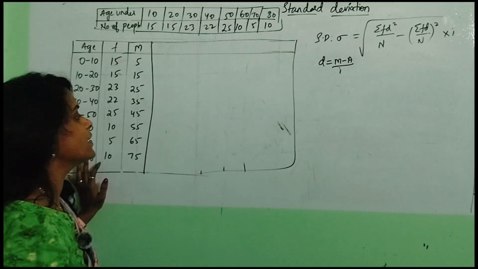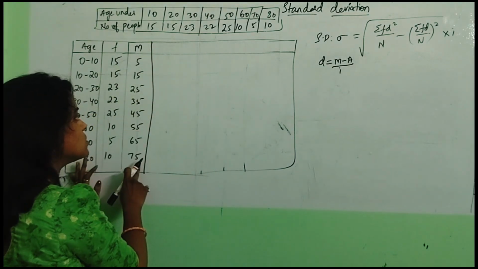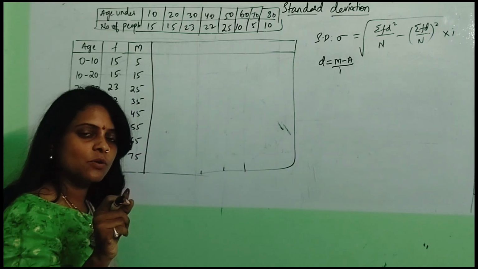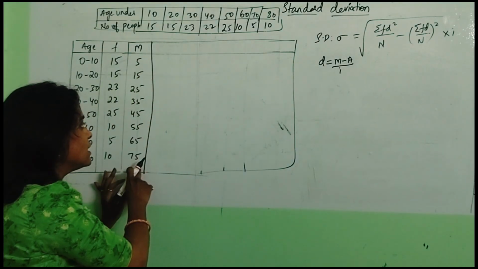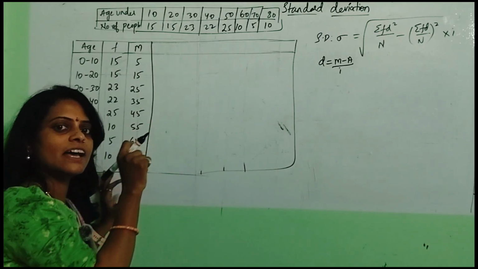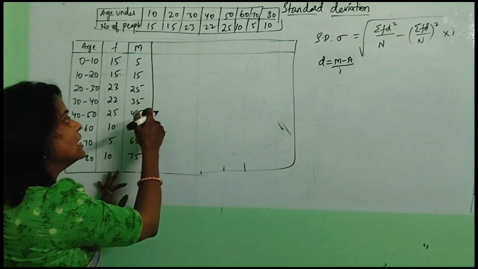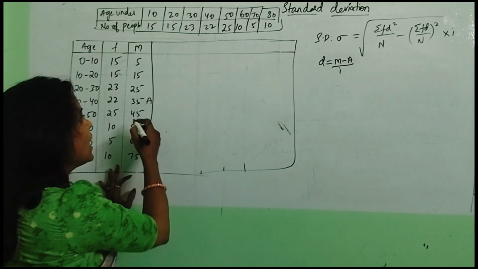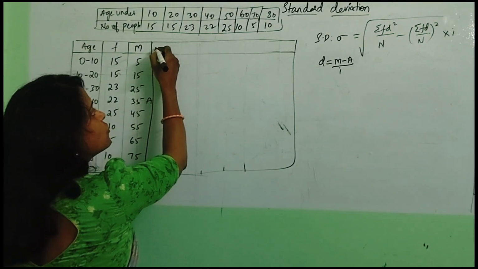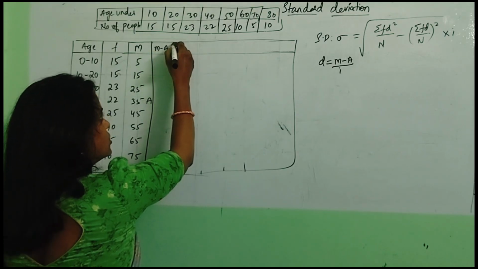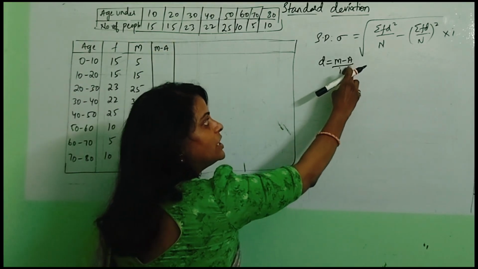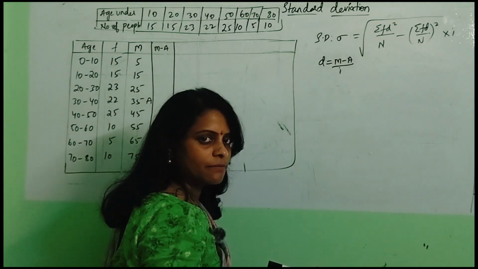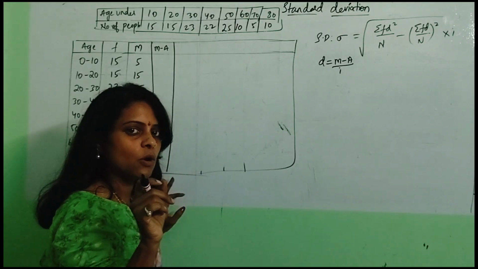Then in these mid values you have to find out A. A is nothing but your assumed mean. Assumed mean can be any value from all these values. We prefer the middle values, so I will take A as 35. Then we need to find out M minus A first, because we will divide this into two parts, that is M minus A, then M minus A by I, so that it will be easy to calculate without any confusion.